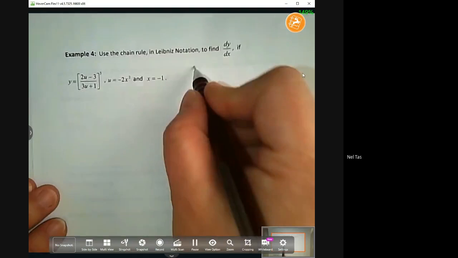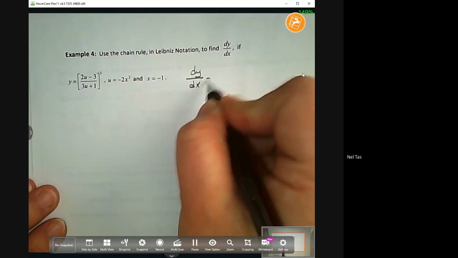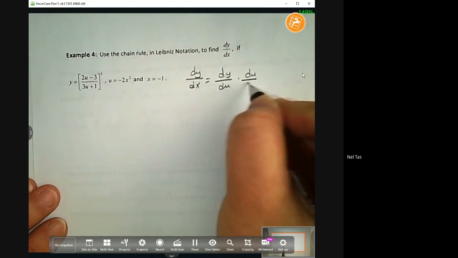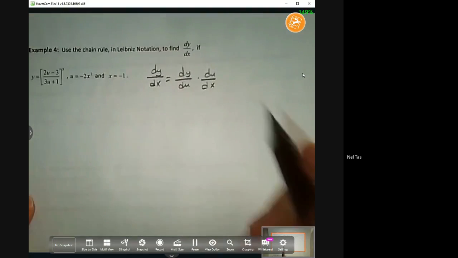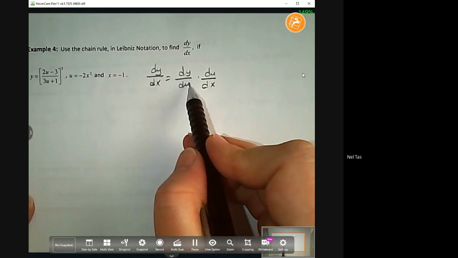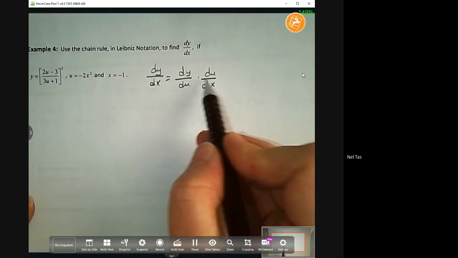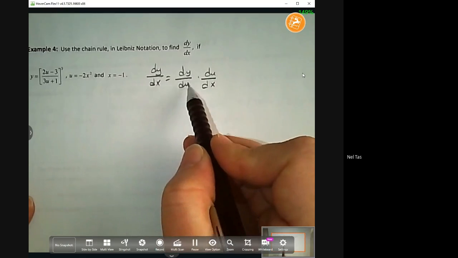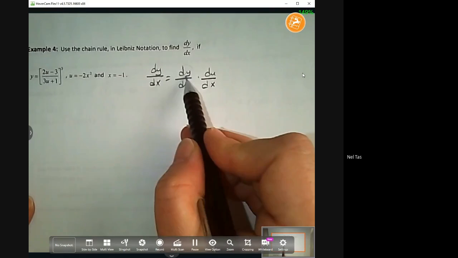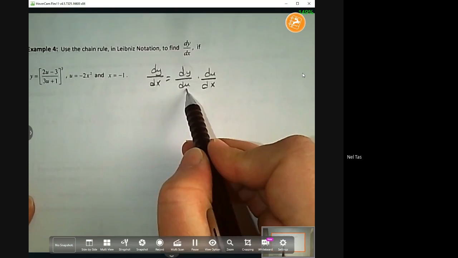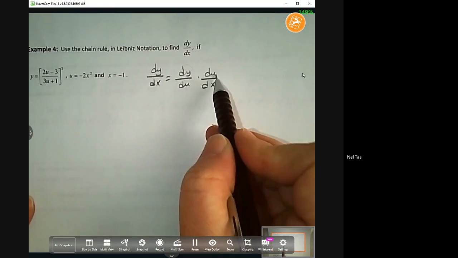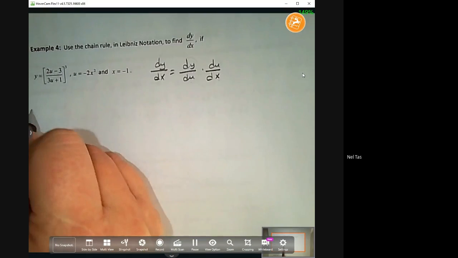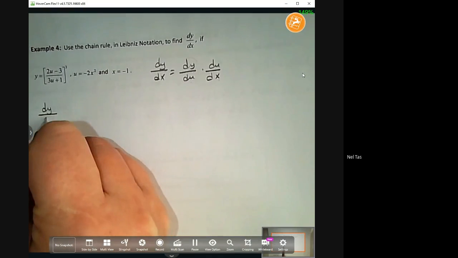All right, so dy by dx equals dy by du times du by dx. So don't think that this is dy divided by du times du divided by dx, and then you can cancel that. It doesn't work that way. This means you are taking the derivative of y relative to u, and you take the derivative of u relative to x. Dy by du. So let's do them separately and then put them together.